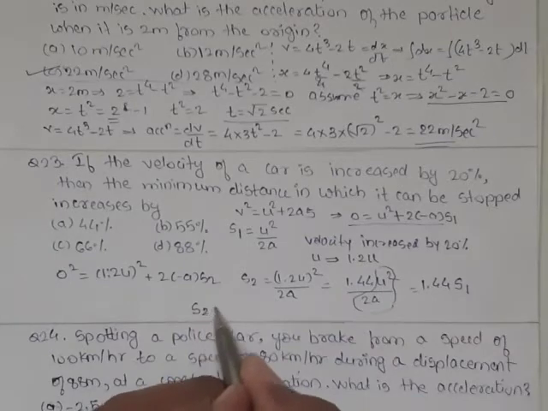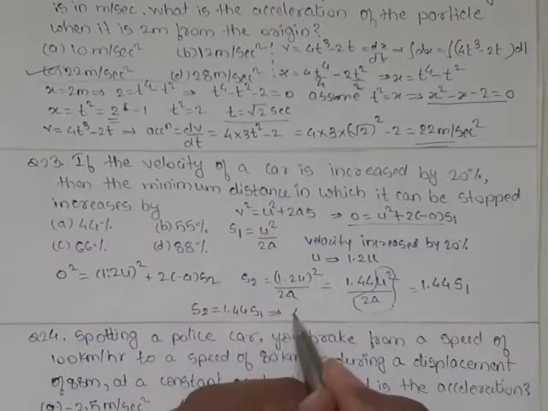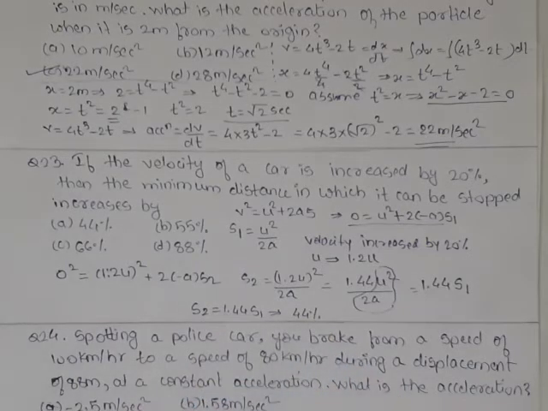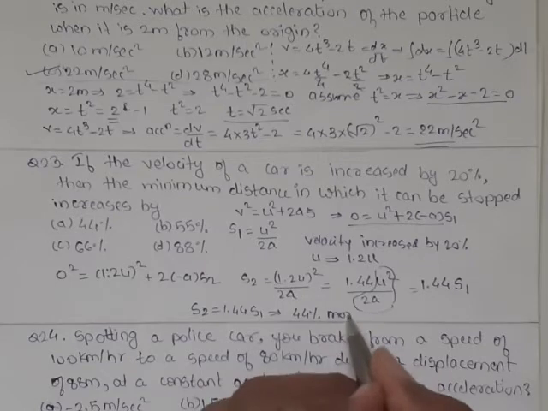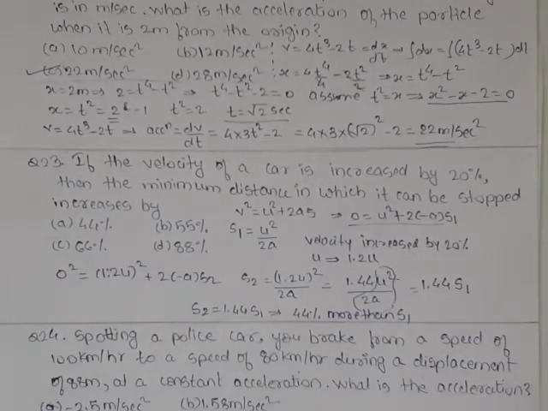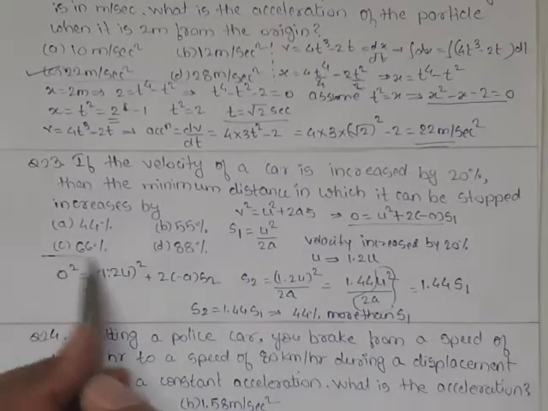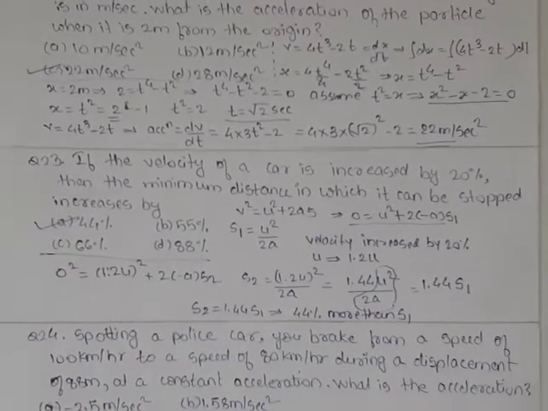If we are saying s2 is 1.44 s1, it is nothing but 44% more than s1. So it will cover distance 44% more than s1. So out of these 4 options, option A is correct. Now question 24.